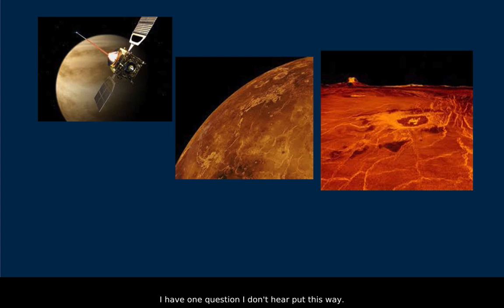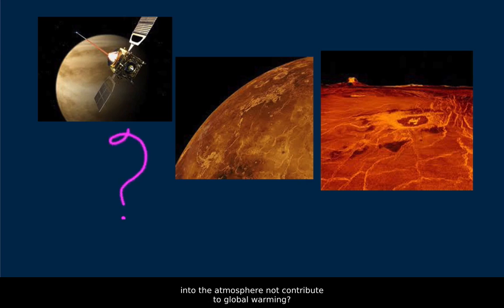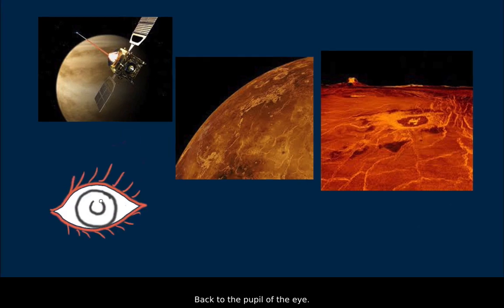I have one question I don't hear put this way. How could the tons and tons of carbon dioxide that humans have deposited into the atmosphere not contribute to global warming? Back to the pupil of the eye.